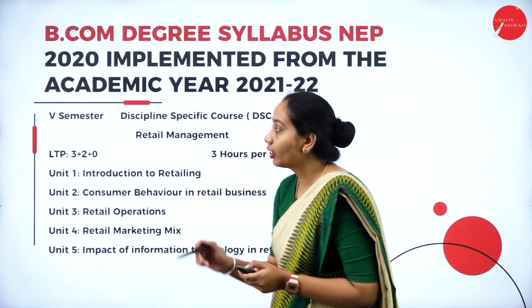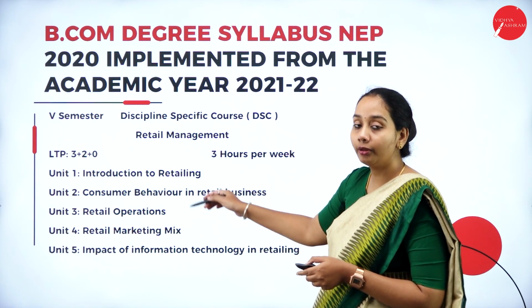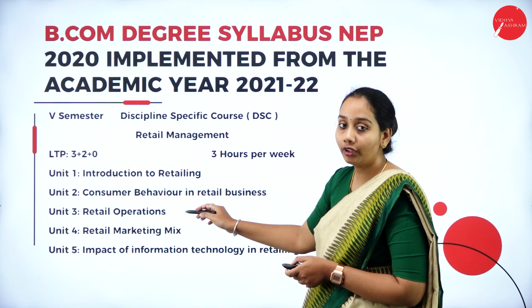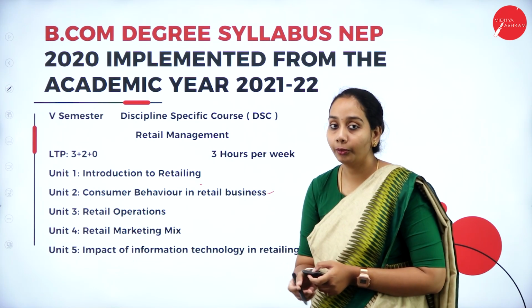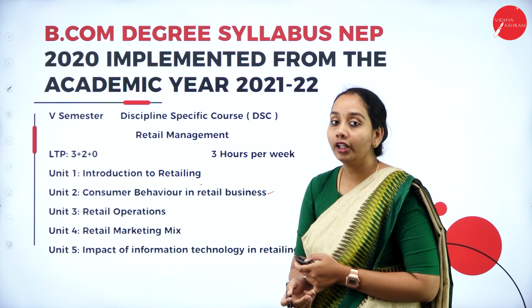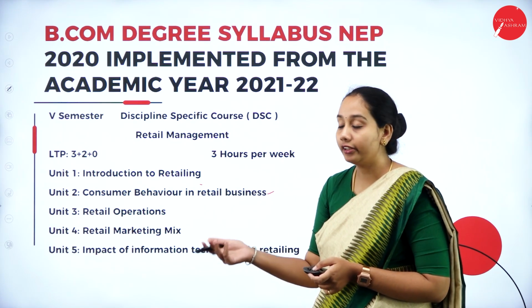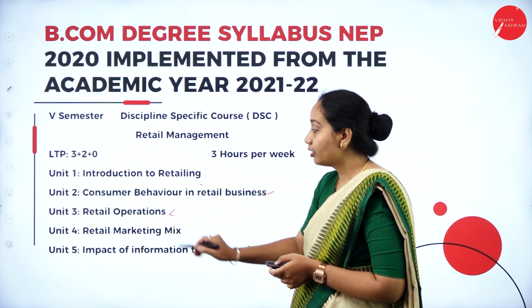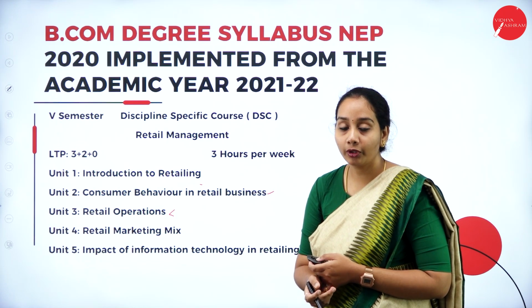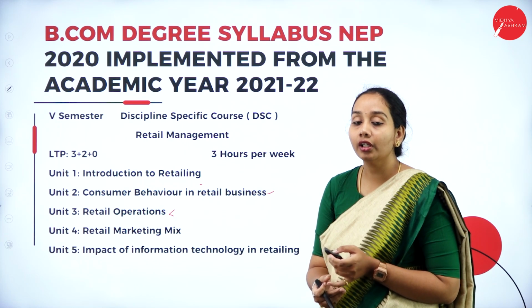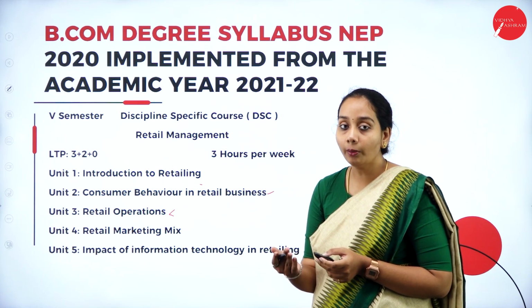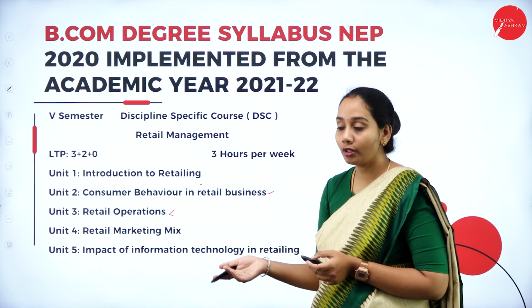So first, we are going to learn about different modules. Under module 1, we are going to learn the introduction of retailing, and in module 2 we are going to learn about consumer behavior in the retail industry. Next, under unit 3, we are going to learn about the operations of a retailer. So what is the mode of operation, what are the different techniques that a retailer is going to adopt for proper or easy operation of a business.